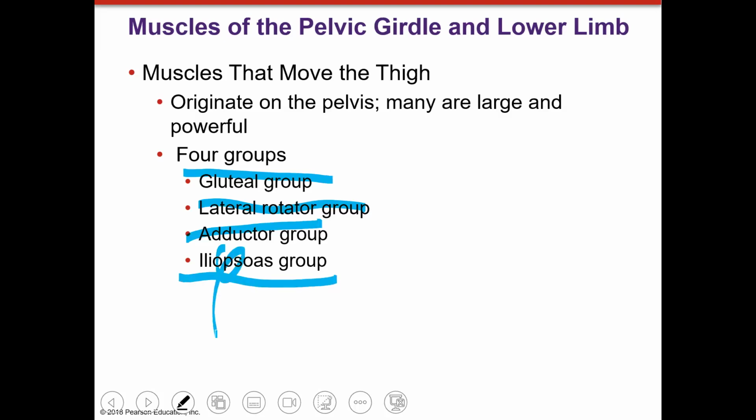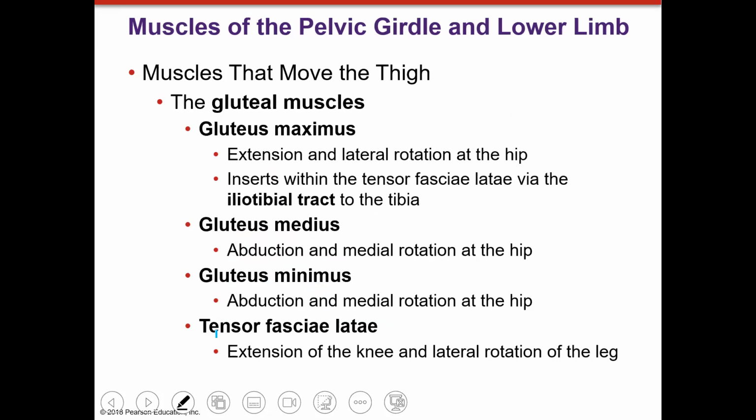The P is silent, just like those pterygoids had a silent P, right? So the pterygoids, like pterodactyl, right? Silent P. So iliopsoas group. So let's look at the glute muscles here. So gluteus maximus, medius, minimus, and then we put TFL in here as well for glute muscles. However, it's not a glute, right?